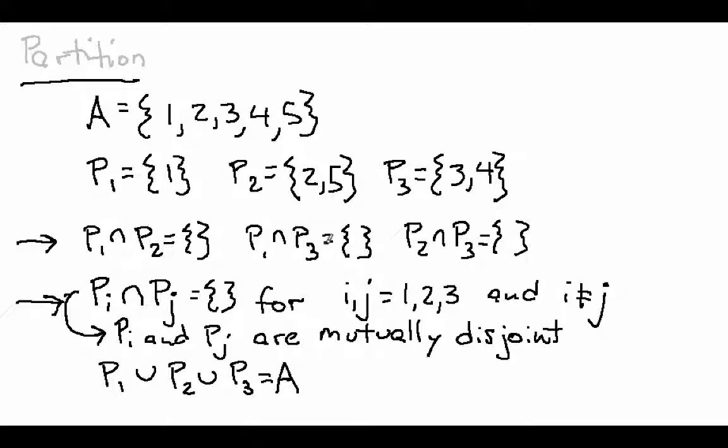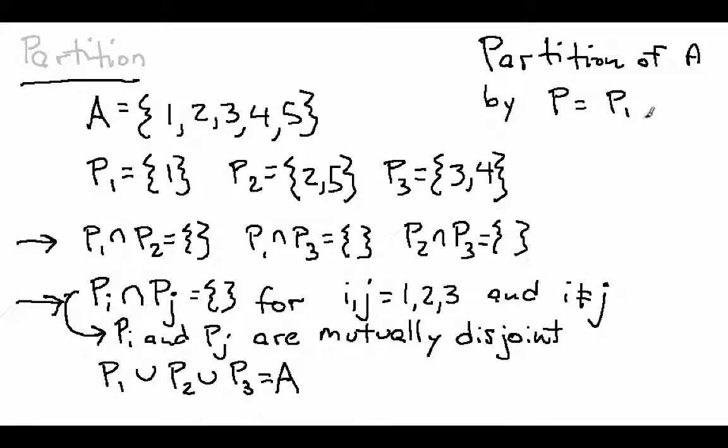Okay, so this is a lot to think about here. What we've done is we have taken A and we've broken it up. In this situation, we broke it up into three pieces. Each one of the three pieces are mutually disjoint, and the union of the three pieces gets us back to A. This is what's called a partition. This is called a partition of A. And we'll even say it's a partition of A by P equals P1, comma, P2, comma, P3.